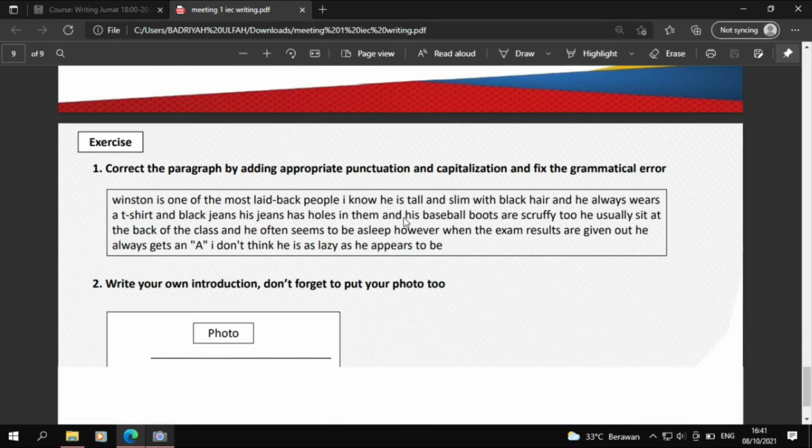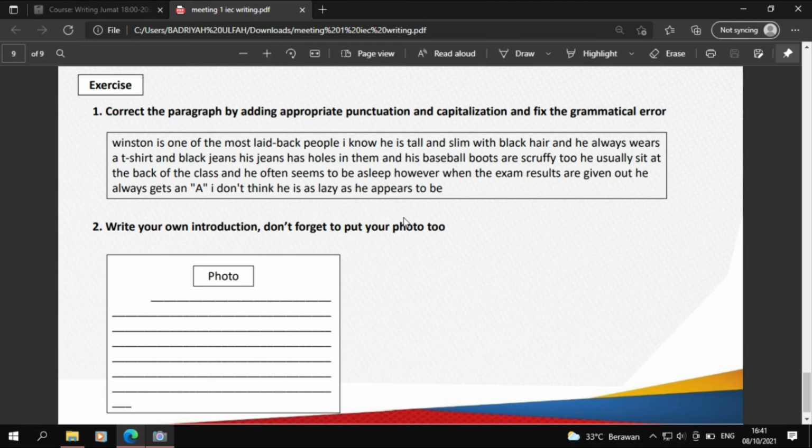Now let's see this next one. You have the exercise. So everyone, I want you to practice by yourself to write this exercise, to answer the exercise. The first one, nanti bisa dicek soalnya juga ada di V-Class ya. Correct the paragraph by adding appropriate punctuation and capitalizations and fix the grammatical error. Jadi coba ini ada paragraf singkat sekali.